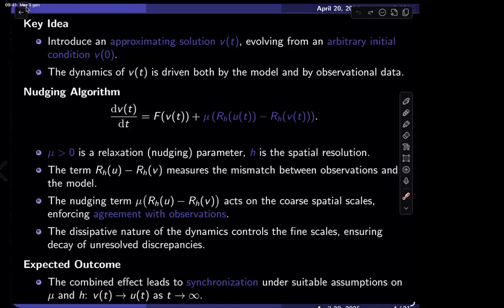So this means basically that if you wait enough time, then the solution of this approximation will approximate the true solution of your system, and so you can use this data as your initial data for the true dynamics, and you can make a prediction in future time. So this is, roughly speaking, the idea of the data assimilation algorithm.